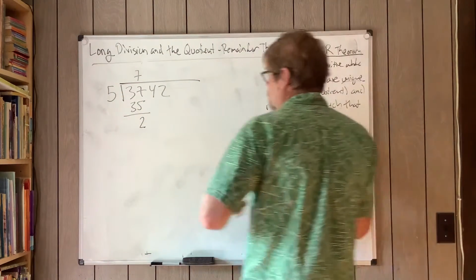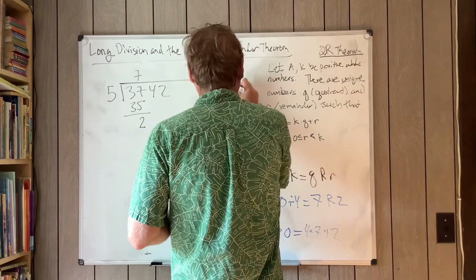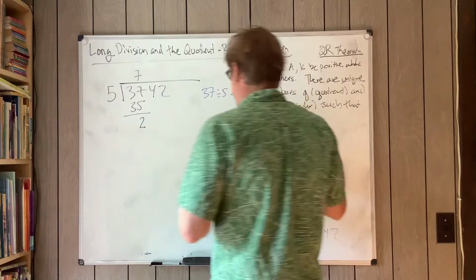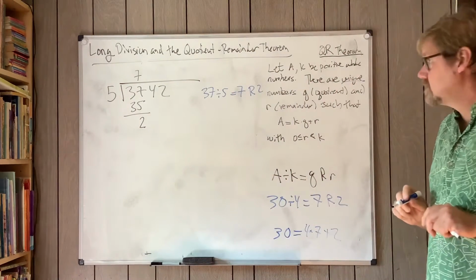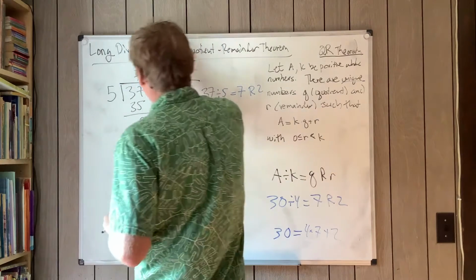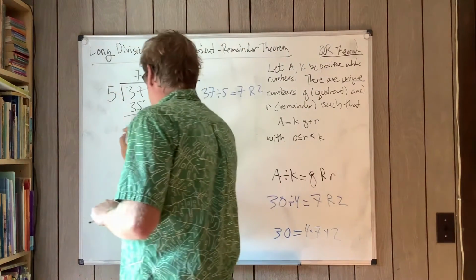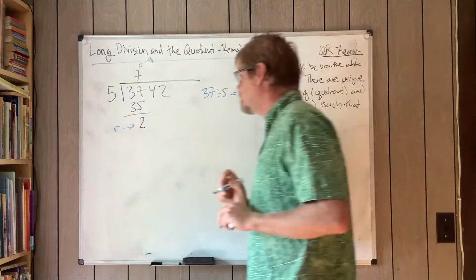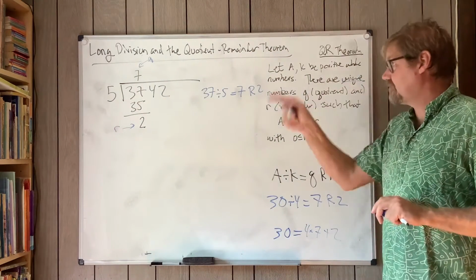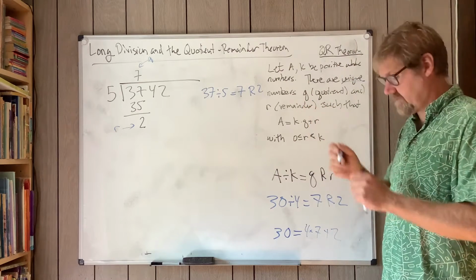So what did I just do there? I just did 37 div 5 is 7 remainder 2. What do you see there? That's really a Q sitting right there, and that right there is my little R. So the first step is just using the quotient remainder theorem to get that.